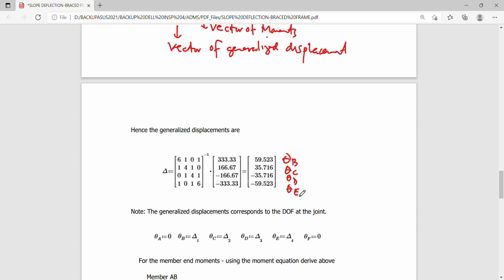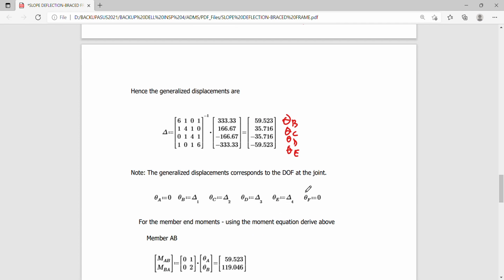So the generalized displacement corresponds to the degrees of freedom at the joint. So it simply refers to the DOF upon which the joint is free to rotate. That's why your theta A here, which is not a part of the matrix, and theta F are simply 0 and are no longer included in your matrix expression since they are automatically equivalent to 0.